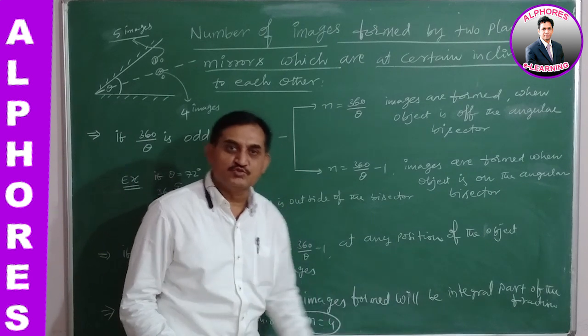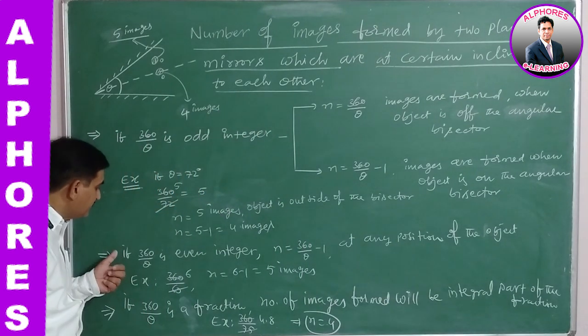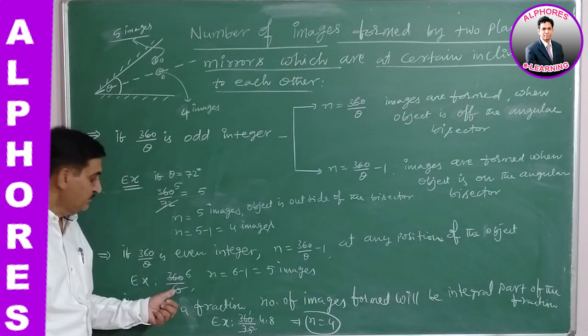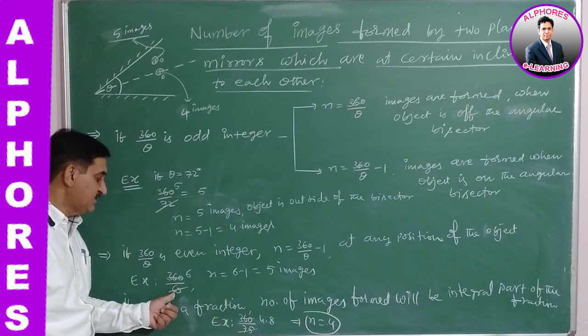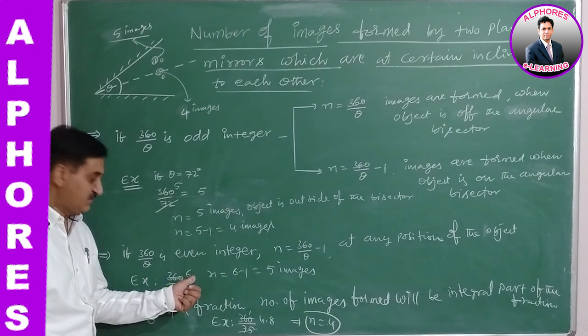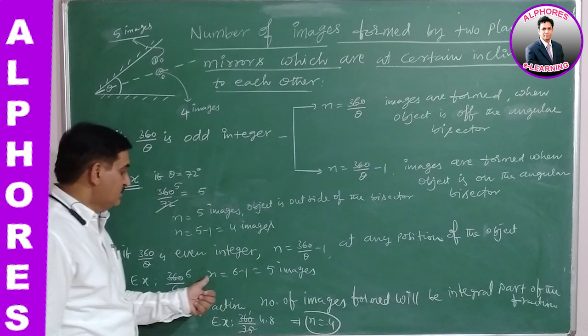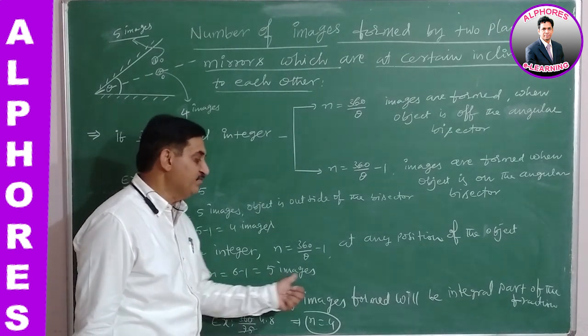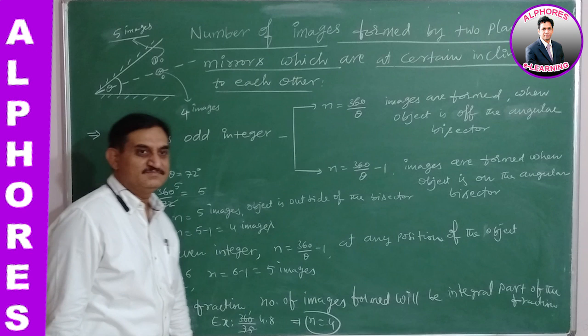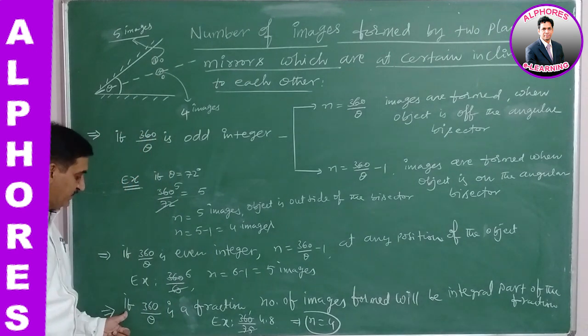If you go for a suitable example, if theta is equal to 60 degrees, then 360 by 60 is equal to 6. It is an even integer. The number of images formed will be 5. And go for the next one.